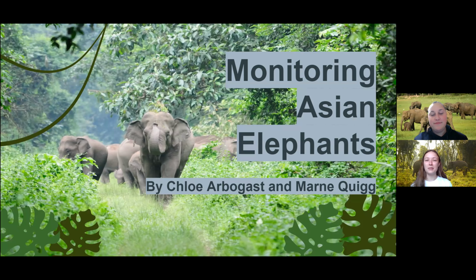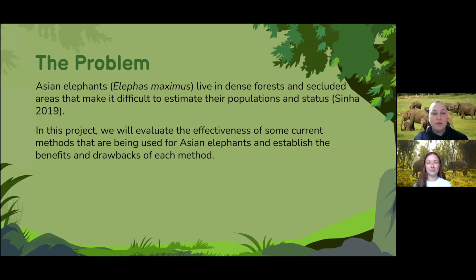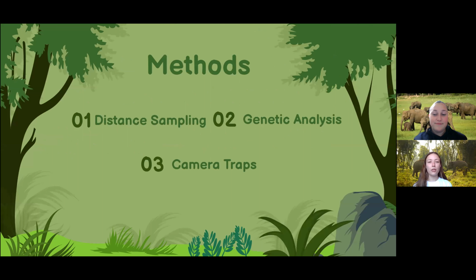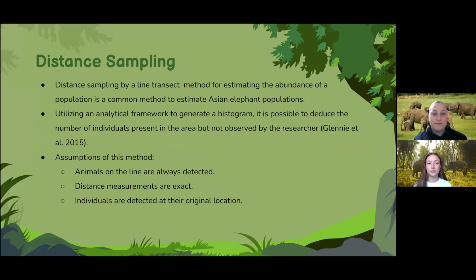And I'm Marne Quigg. And for this presentation, we're going to be talking about monitoring Asian elephants. So the main reason we chose Asian elephants is because they live in dense forests and secluded areas, and it can often make it difficult to estimate their populations and status. The three main methods used for estimating elephant population sizes are distance sampling, genetic analysis, and camera traps.